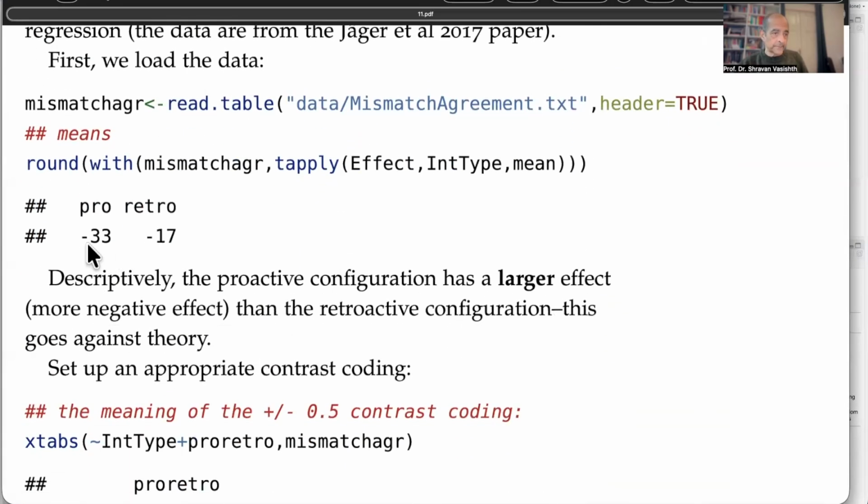And interestingly, the proactive effect is actually larger. It's more negative than the retroactive effect, which is the opposite of what one predicted. Surprising, okay? But that's only because we have very sparse data. Sample sizes were small, so you can get these fluctuations of mean differences. So I tend to think that the theory is probably correct, but it hasn't really been investigated properly.